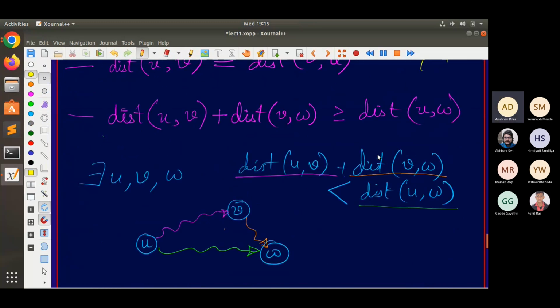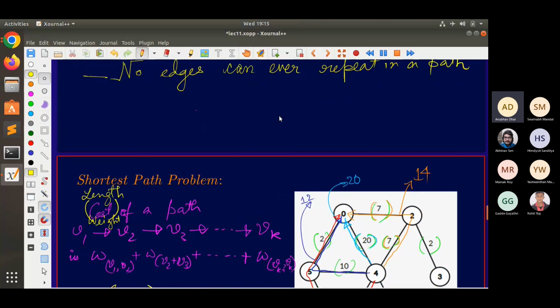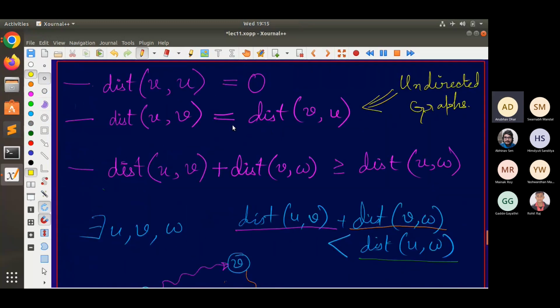Well, now we have understood what shortest paths are. Now let's talk about some other topics.